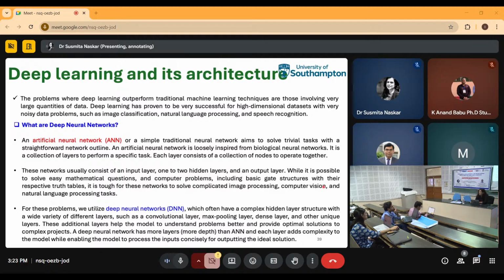So those are the places where deep learning is a very good example to use. It is the ability to handle complexity and scale that sets deep learning apart compared to the other available machine learning models, okay?